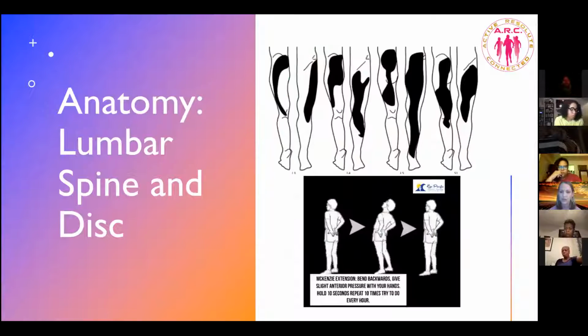Another point with low back pain, this is just a picture of all the different referral patterns that the low back, all of these black pain areas are coming from the low back, which is crazy.